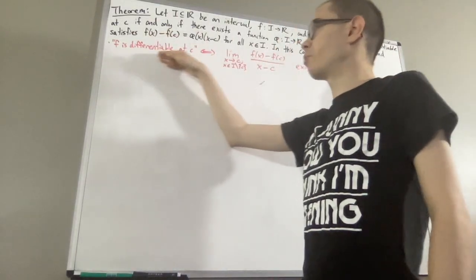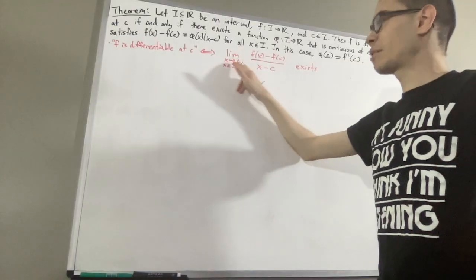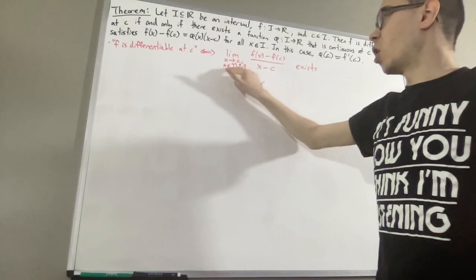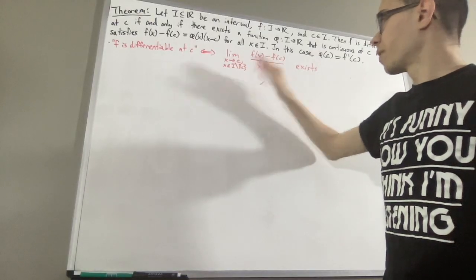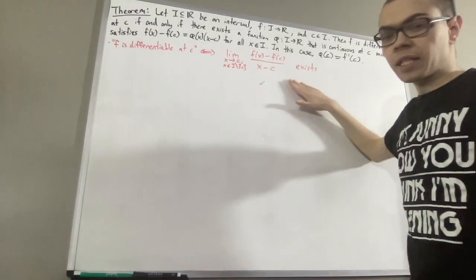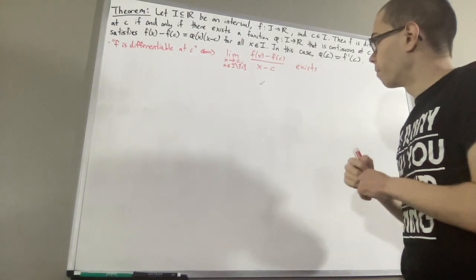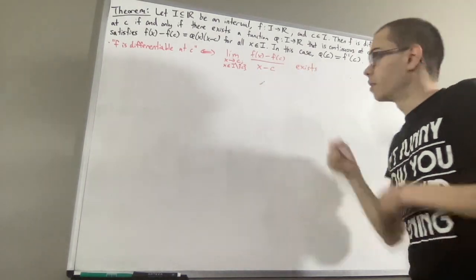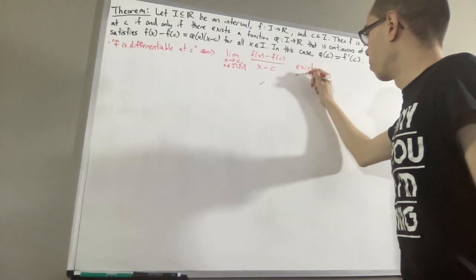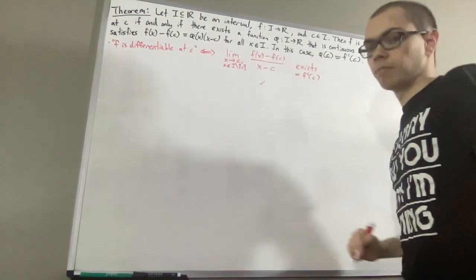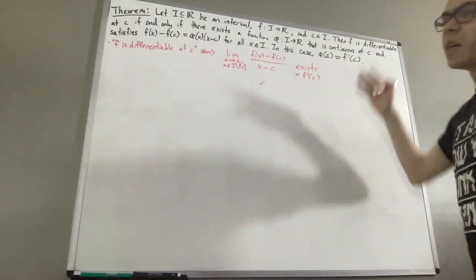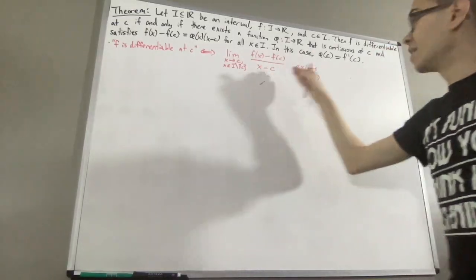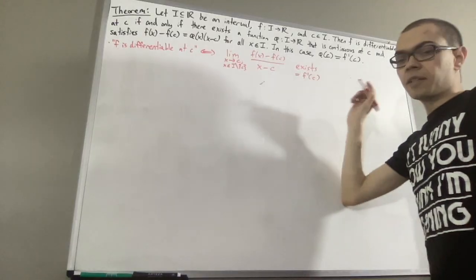To say that f is differentiable at c means that the limit as x approaches c of this function, where the domain is all x in I set minus c, exists. So it means that this limit exists. Now, when this limit exists, we call this limit the derivative of f at c, and we denote it by f prime of c, like that. Now, by definition of the limit of a function, to say that this limit is equal to f prime of c means the following.